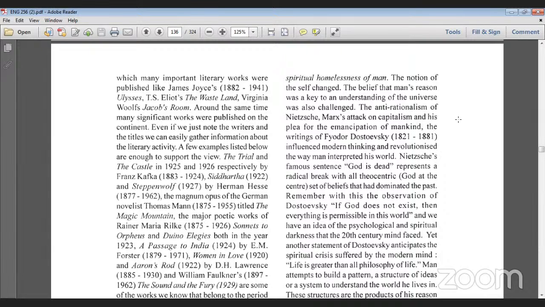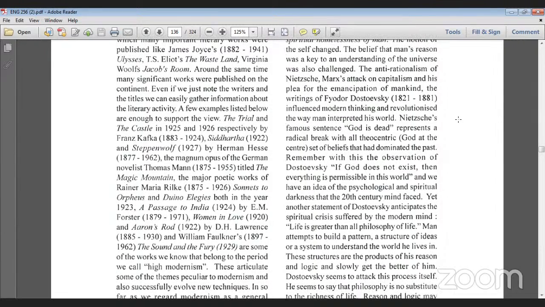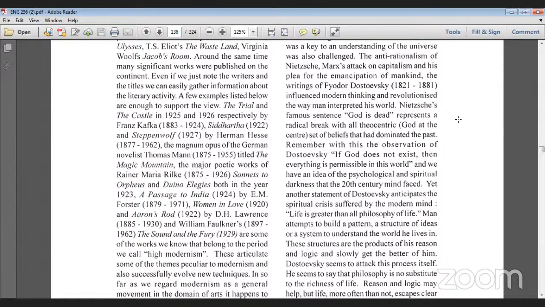Okay, so The Trial and The Castle, 1925 to 1926 respectively, by Franz Kafka, 1883 to 1923. Siddhartha, 1922, and Steppenwolf, 1927, by Hermann Hesse, 1877 to 1962. The magnum opus of the German novelist Thomas Mann, 1875 to 1955, titled The Magic Mountain. The major poetic work of Rainer Maria Rilke, 1875 to 1926, Sonnets to Orpheus and the Duino Elegies, both in the year 1923. A Passage to India.